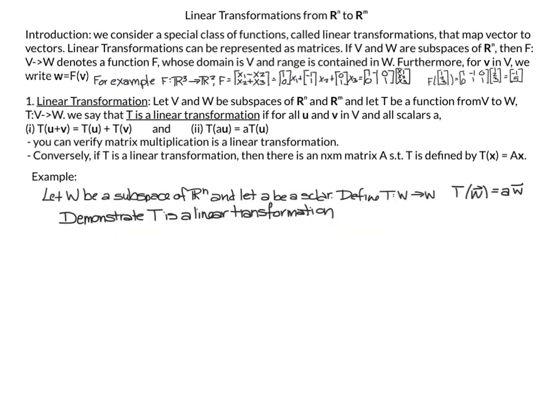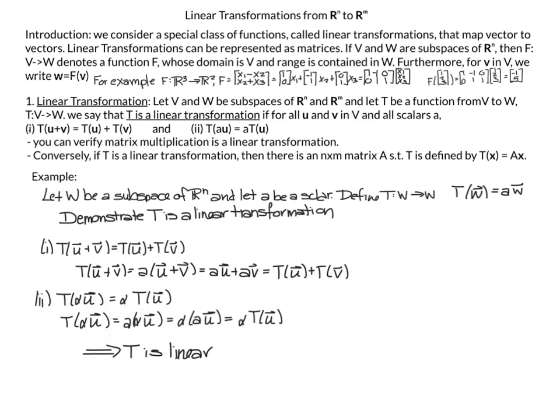Our next example: let W be a subspace of Rn and let A be a scalar. We're going to define our transformation T to go from W to W by taking your vector and multiplying it by the scalar. We want to demonstrate that T is a linear transformation. I start by verifying the first condition for linear transformations, that T of U plus V is equal to T of U plus T of V. So I plug my U plus V into my transformation, so I need to multiply by my scalar A.